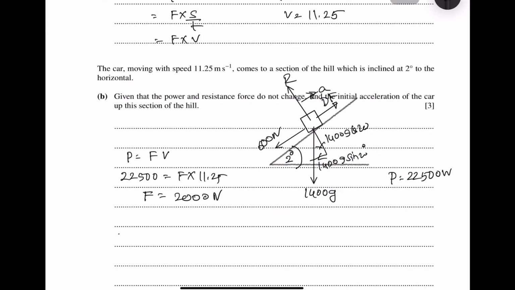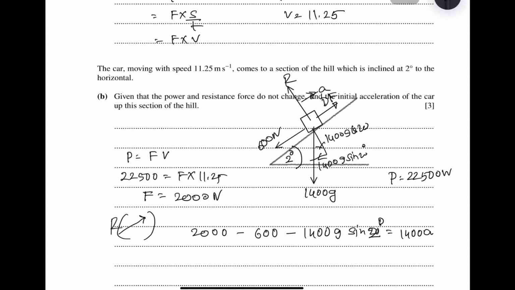So it's going up, resolving in the upward direction, I mean parallel to the inclined plane: 2000 minus 600 minus 1400 g sin 2 degrees equals mass times acceleration. I mean, mass is 1400 into acceleration.